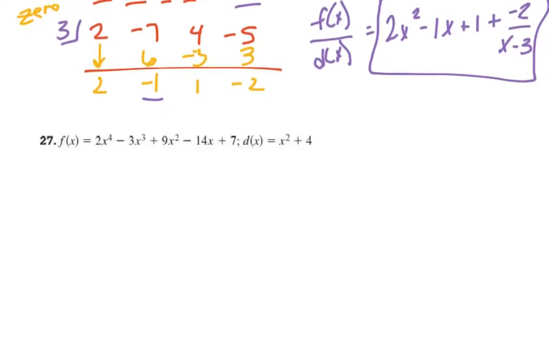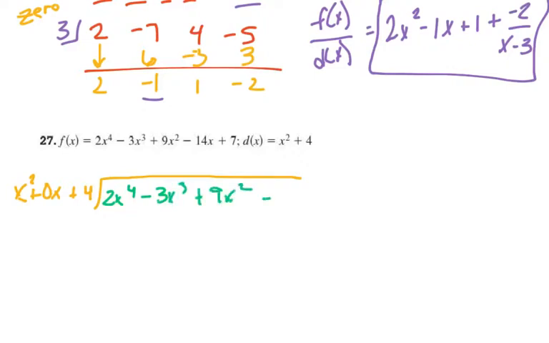The next one does have to be long division because it's got a squared in it. So whoopee, 4, 3, 2, 1, 0. So we do have all of the pieces in what divides into it. Alright. So there's two ways of dividing this, and okay, I'll do it the right way. So there's x squared plus 0x plus 4. And then inside we have 2x to the 4th minus 3x cubed plus 9x squared, very exciting, minus 14x plus 7.